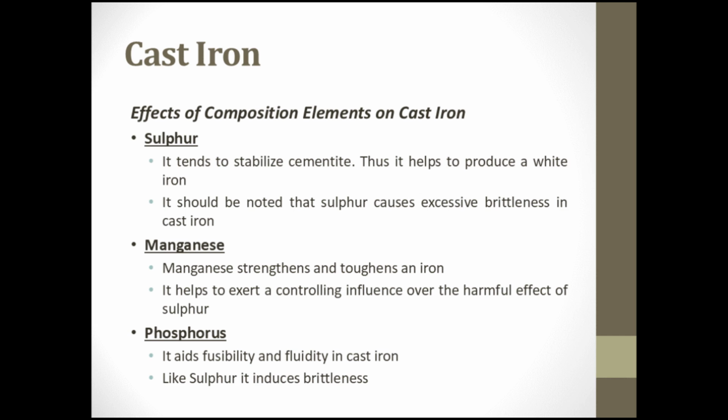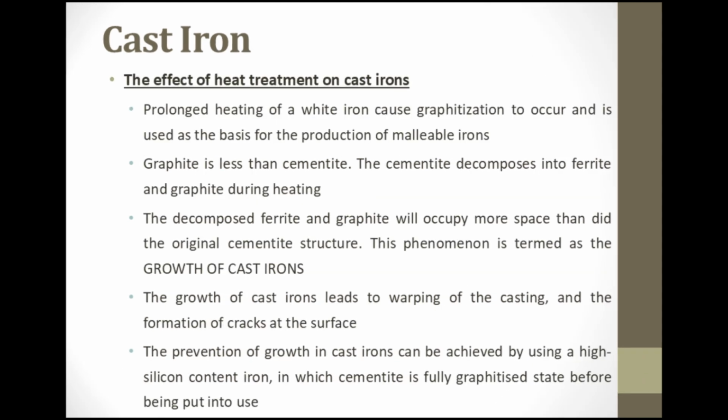Manganese. Manganese strengthens and toughens an iron. It helps to exert a controlling influence over the harmful effect of sulfur. Phosphorus. It aids fusibility and fluidity in cast iron. Like sulfur, it induces brittleness.